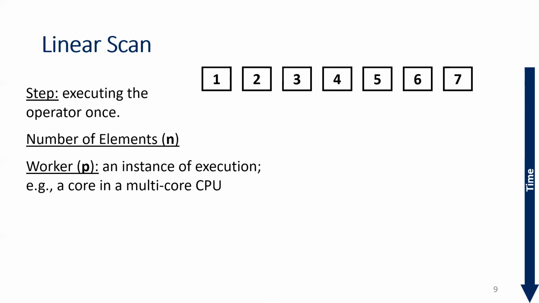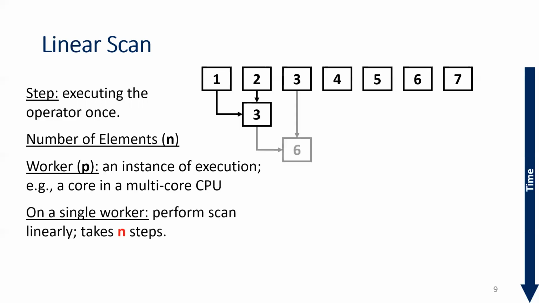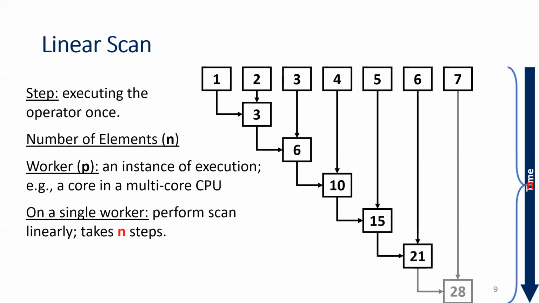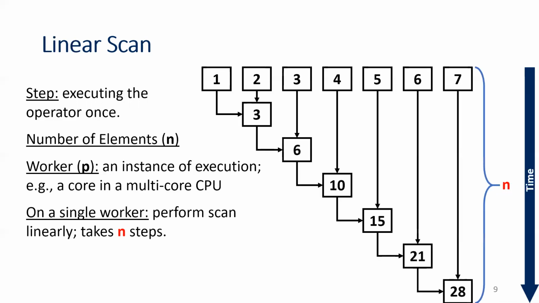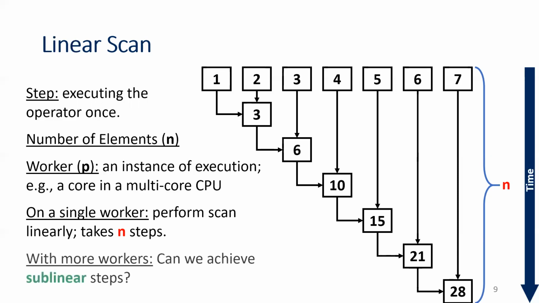Steps refers to executing the operator such as addition once, n refers to the number of elements in the input sequence, and p refers to the number of workers, which are instances of execution. For example, a worker could be a core in a multi-core CPU. With only a single worker, scan is executed linearly, which takes n steps. However, can we achieve sublinear steps when more than one worker is available?